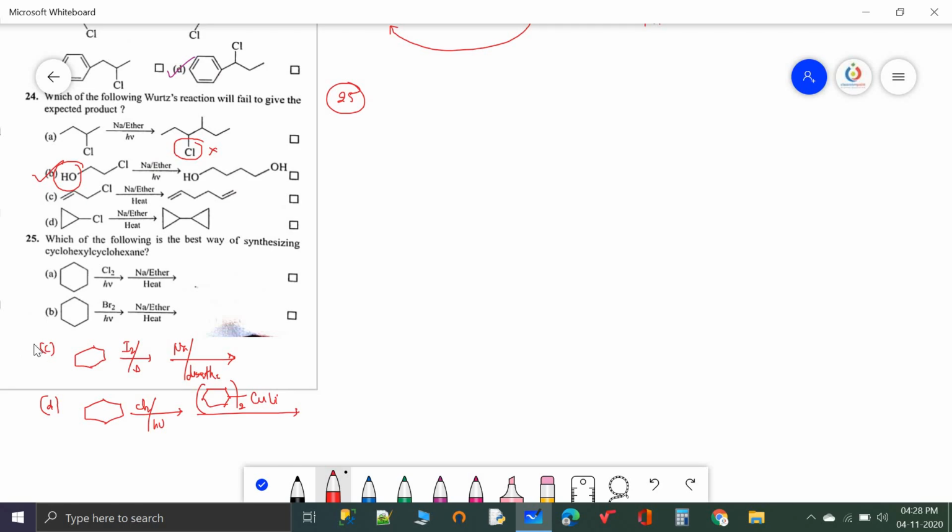Among all these, the iodination reaction is ruled out because it is a slow reaction. The bromination reaction is also ruled out. Why? Because bromine and iodine are both less reactive than chlorine. So we can prefer A and D.